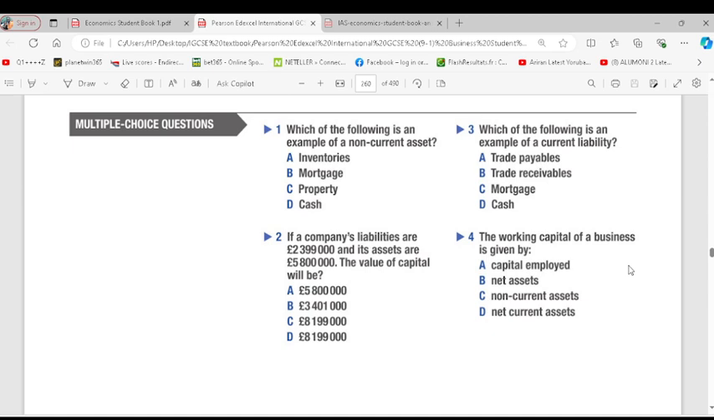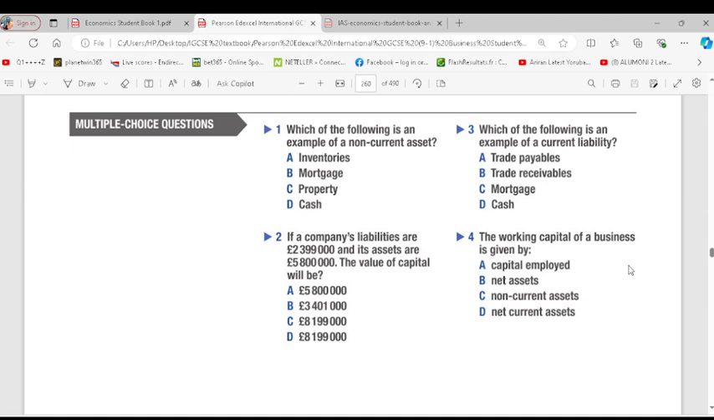10 minus 9 is 1. 9 minus 9 is 0. It's B, 3,401. Did you get that? Yes, asset minus liability, 3.4 million and 1,000. So question 2 is B.